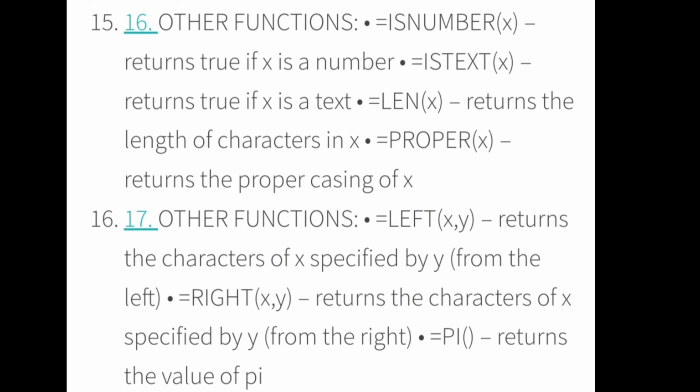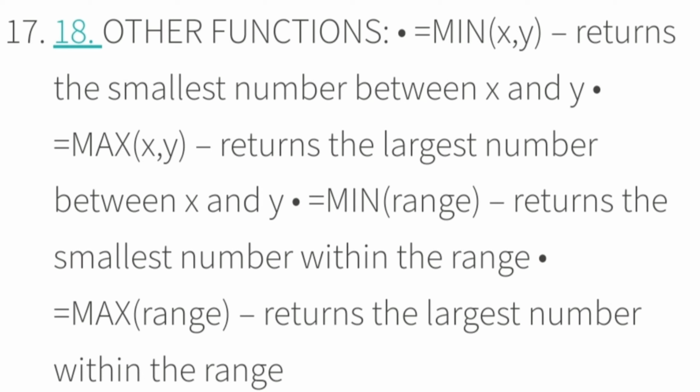Other functions. LEFT(x, y) returns the characters of x specified by y from the left. RIGHT(x, y) returns the characters of x specified by y from the right. PI returns the value of pi. Other functions. MIN(x, y) returns the smallest number between x and y. MAX(x, y) returns the largest number between x and y.